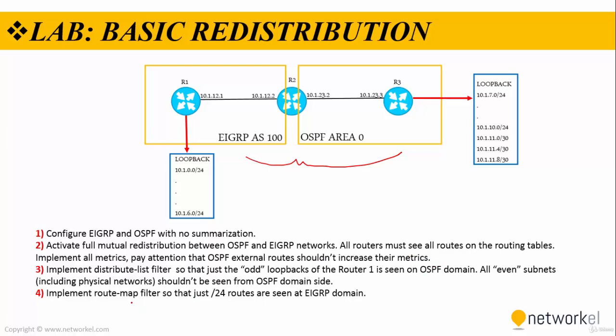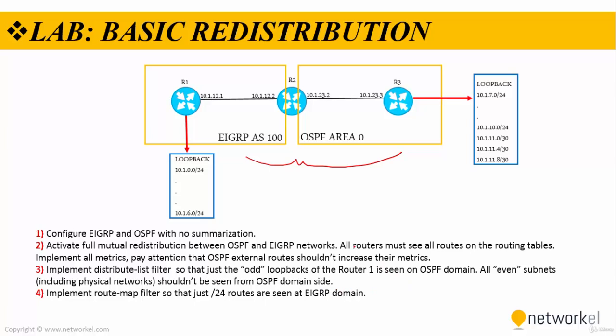Then we need to implement a distribute list filter so that just the odd loopbacks of router 1 are seen on the OSPF domain. All even subnets, including physical networks, should not be seen from the OSPF domain side. In the last step, it's saying to implement a route map filter so that just /24 routes are seen at the EIGRP domain.